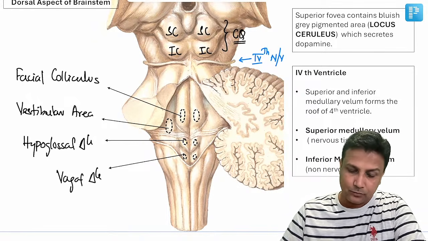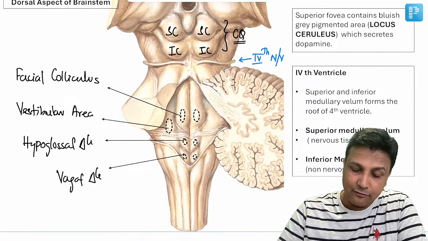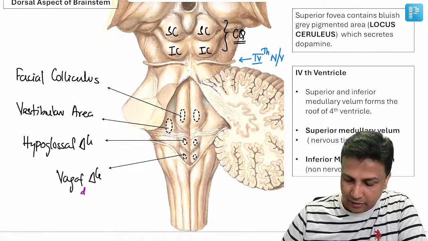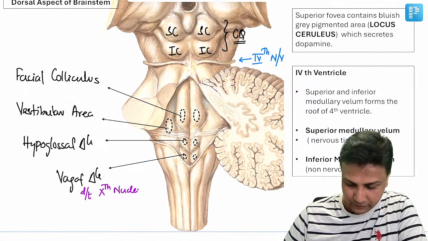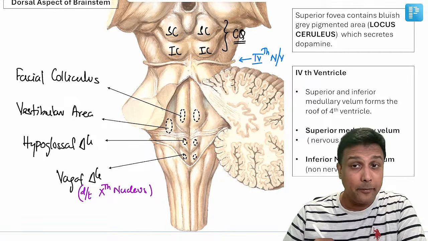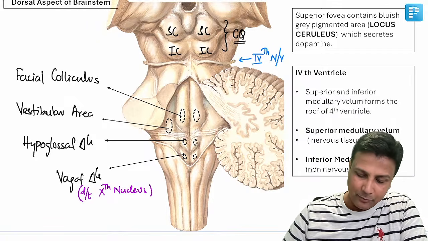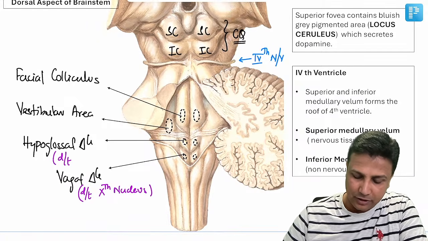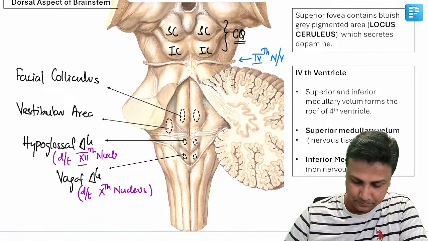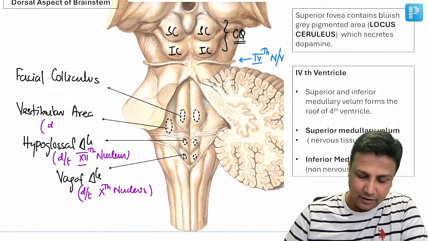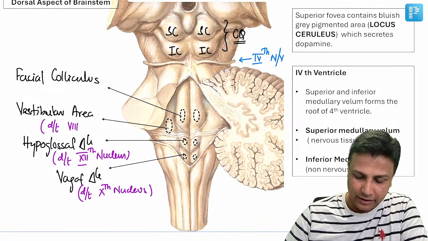Okay. Now you need to learn what is the reason for this. Remember, the vagal triangle is actually formed due to the vagus nucleus, the 10th nucleus. Be careful, I'm writing nucleus there, not the nerve. The hypoglossal triangle is actually formed due to the hypoglossal nucleus, that is the 12th nucleus. Similarly, the vestibular area will be formed due to the eighth nucleus, that is the vestibulocochlear nucleus.